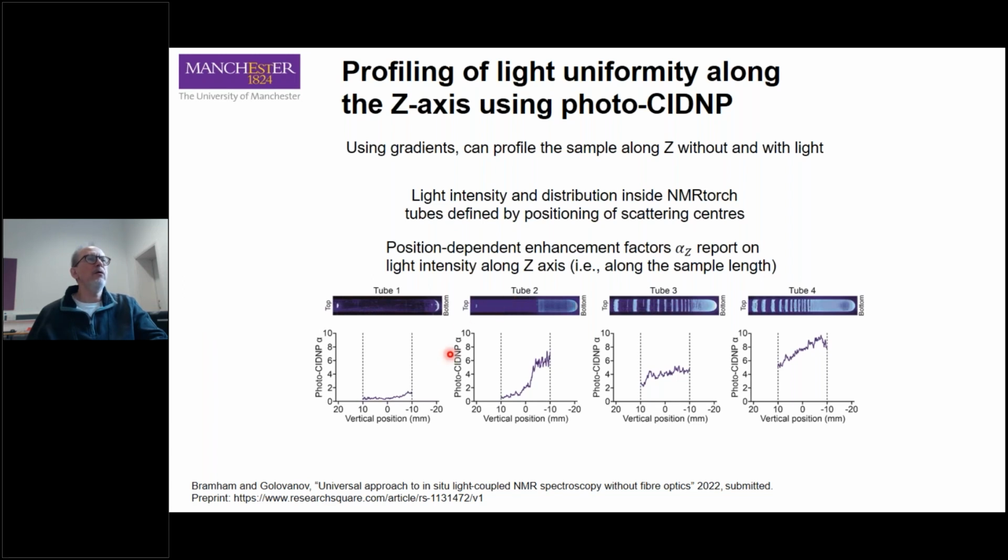In tube 1, without any light scattering etchings shown on the left, there is very little signal enhancement here, judging by the values of these position-dependent enhancement factors alpha z. Tubes 2, 3, and 4 have different patterns of light scattering etchings, and they show much greater enhancement and different light distribution profiles.